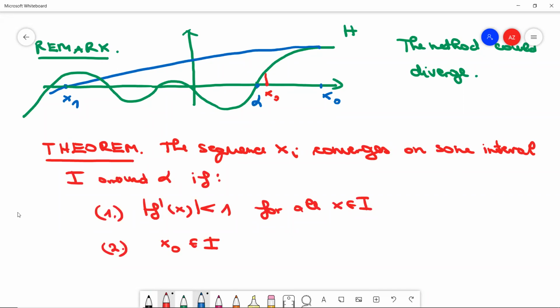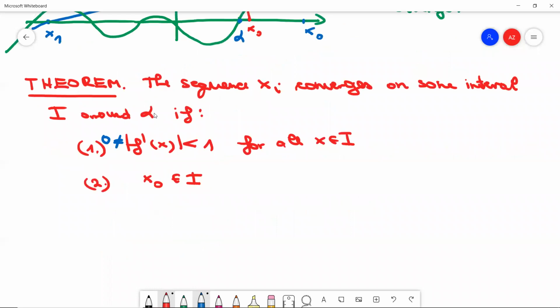And there are also some technical conditions. We don't want this derivative to be 0, because if it is 0, we cannot calculate the intersection of the tangent with the x-axis, because then it will be parallel. So if there is some interval I around alpha such that the derivative is smaller than 1 for all x's on this interval, and if the initial approximate is within this interval, then the sequence will really converge, and it will converge to alpha.